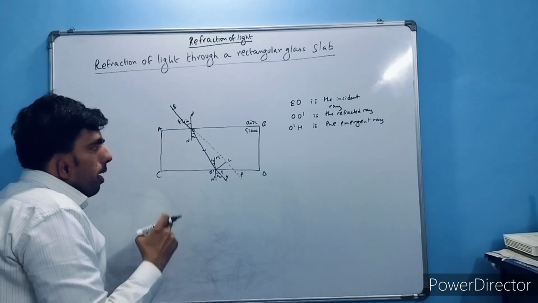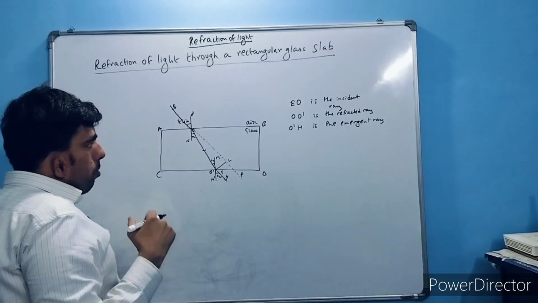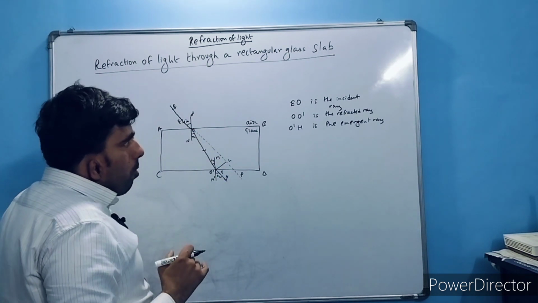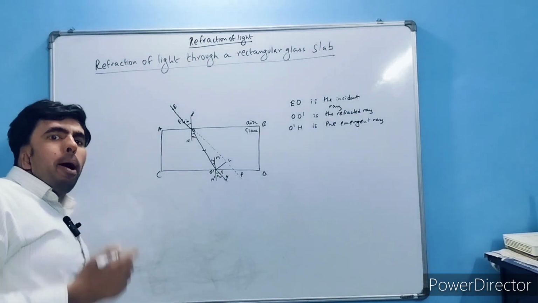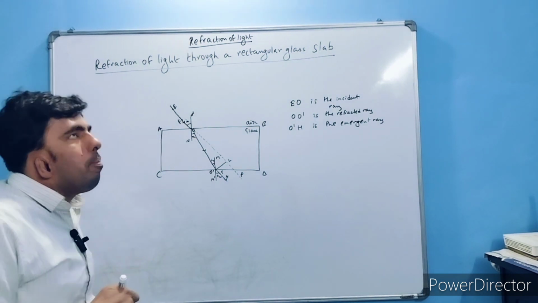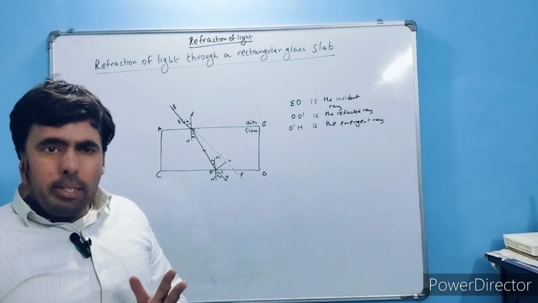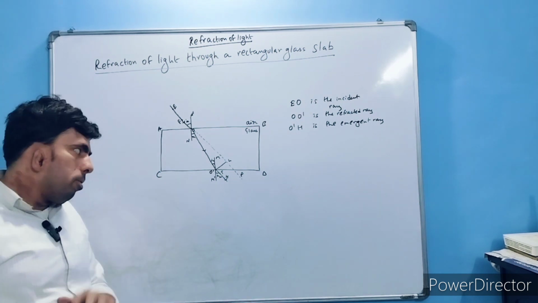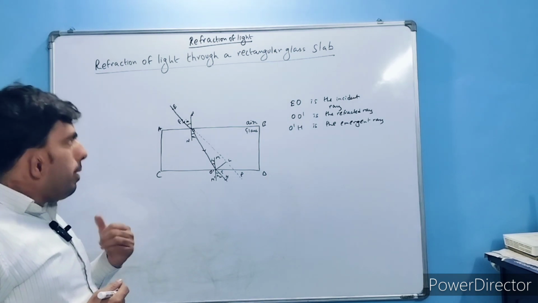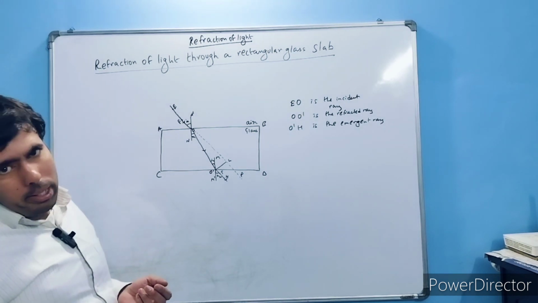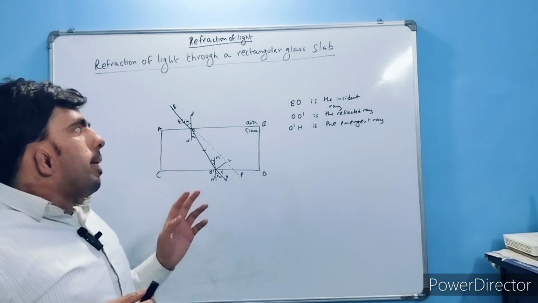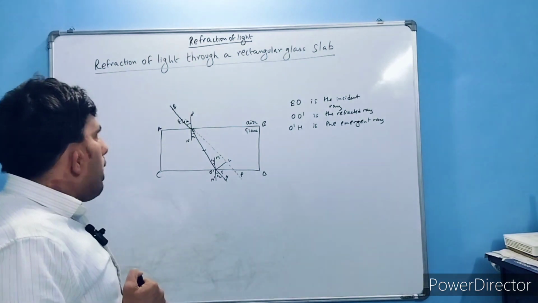First thing. Second thing, it moves away from the normal. So this is how refraction through a glass slab occurs. When light enters from one medium to another, its path changes, and its speed also changes. So its speed depends upon the medium. This is the refraction of light through a rectangular glass slab. I hope now it's clear.